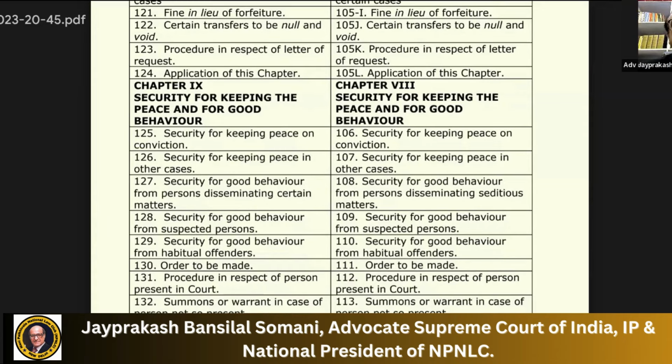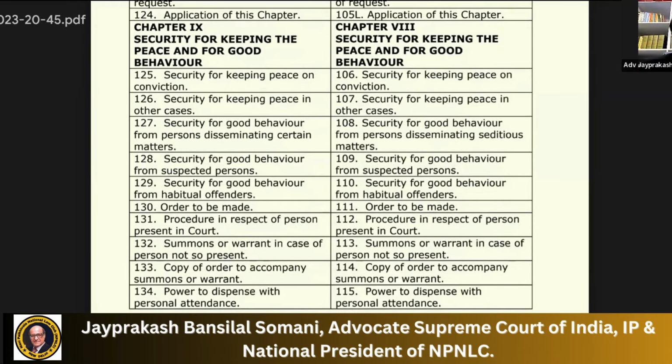Now, see chapter 9 of BNSS, corresponding chapter was in CrPC chapter 8. Security for keeping the peace and for good behavior. BNSS section 125, security for keeping peace on conviction. Its earlier section was 106 in CrPC. BNSS section 126, security for keeping peace in other cases. Its corresponding section was in CrPC 107.